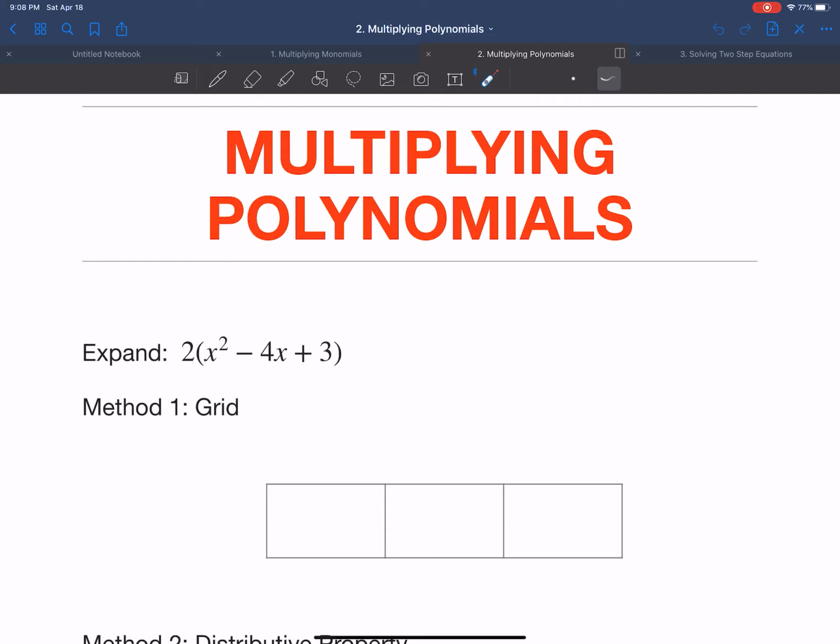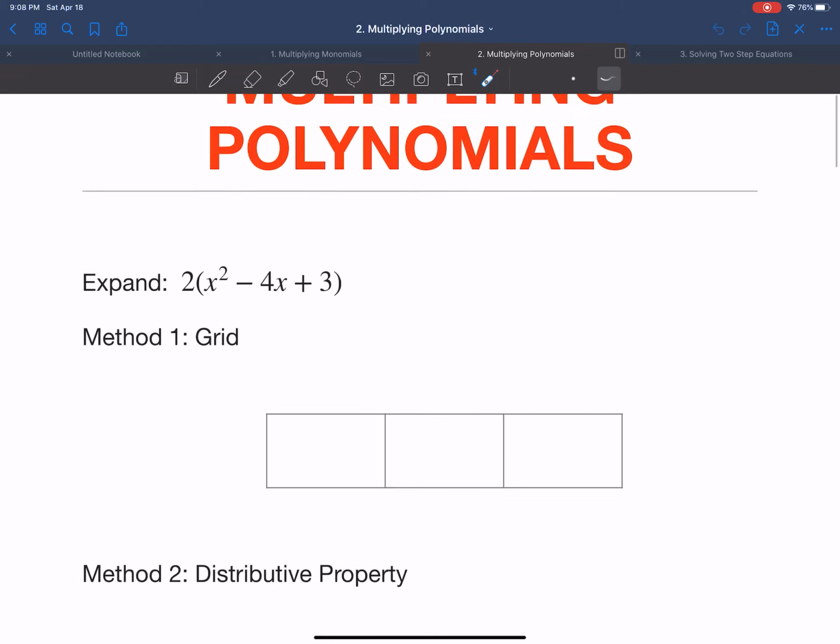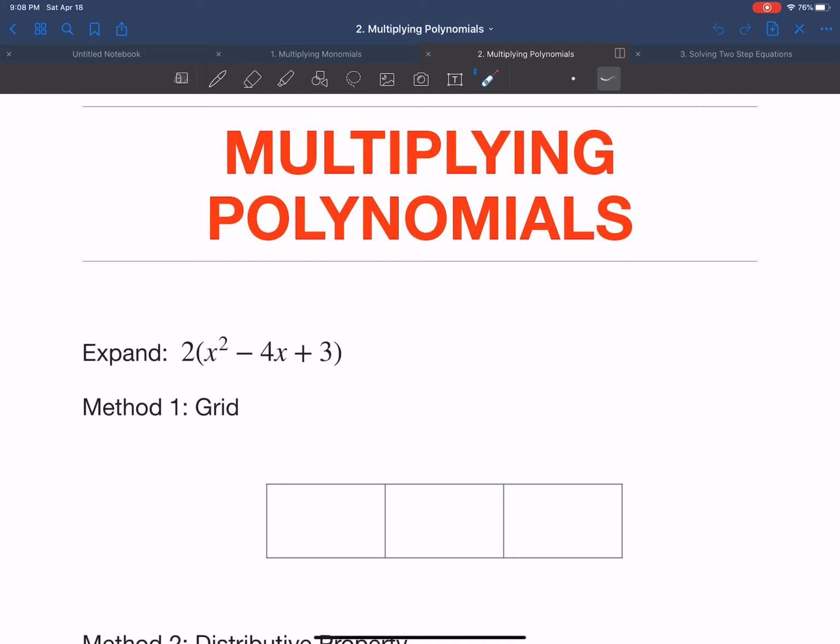I'm just going to show you 2 different ways that you can do it, and maybe you'll like this one more than what we did before. There's one way that we did last week, which is down here, and then there's another way that we're going to do up here. So method 1 is using a grid. It's kind of like an area model.